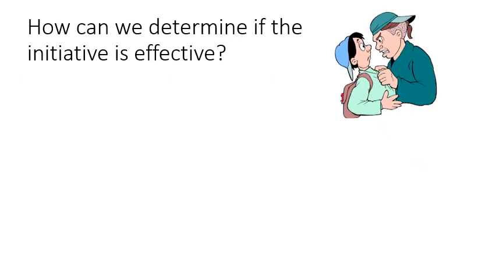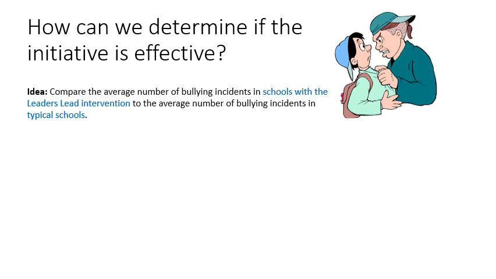So how can we determine if the initiative is effective? One idea is we could compare the average number of bullying incidents in schools with a Leaders Lead intervention to the average number of bullying incidents in typical schools. Maybe that idea sounds familiar to you from our last chapter. But we'll run into some problems.